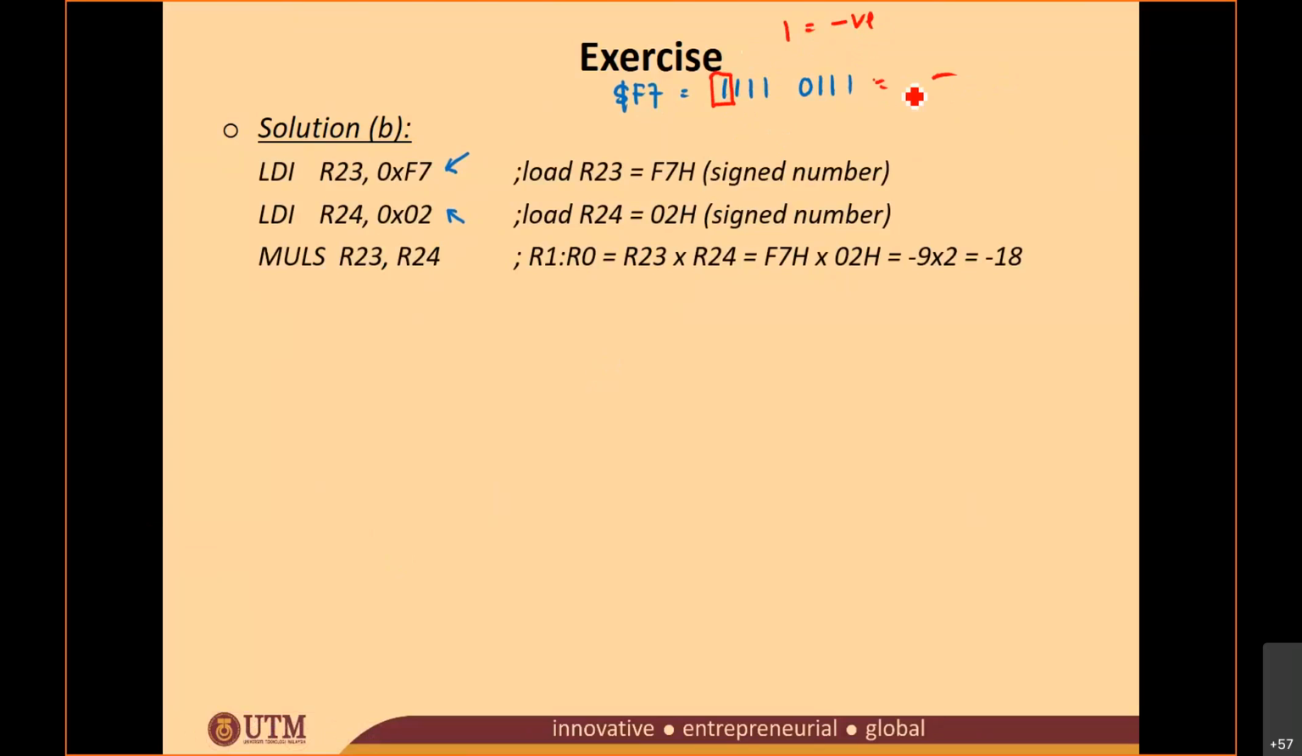Okay, since this is a negative number, what you're going to do next? You need to find out what is the magnitude of this number here, F7. F7 is a negative number, so you need to do a second complement.